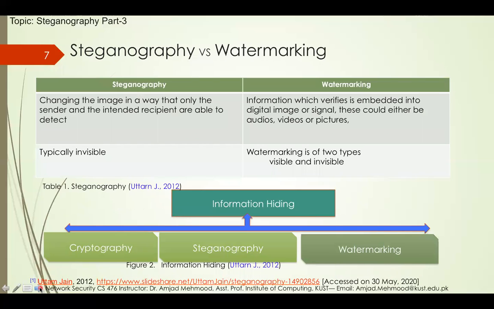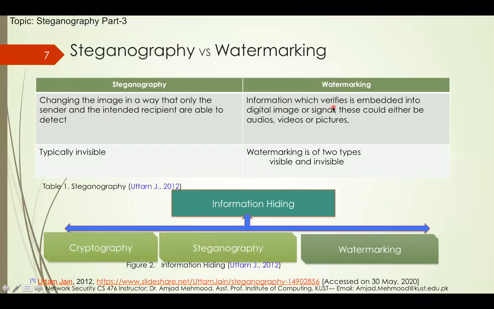So this slide shows the comparison between steganography and watermarking. In steganography, you change the image in a way that only the sender and the intended recipient are able to detect. So this is already planned, that where the changes will be made. So both the parties are aware about that, so they can detect easily.